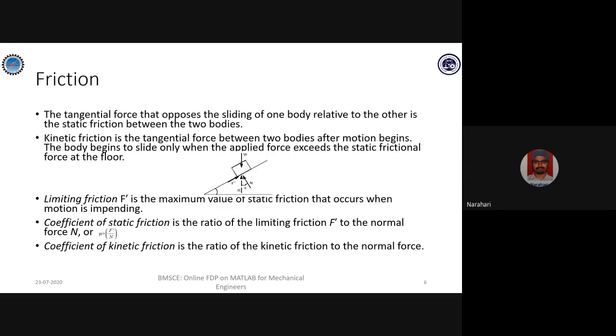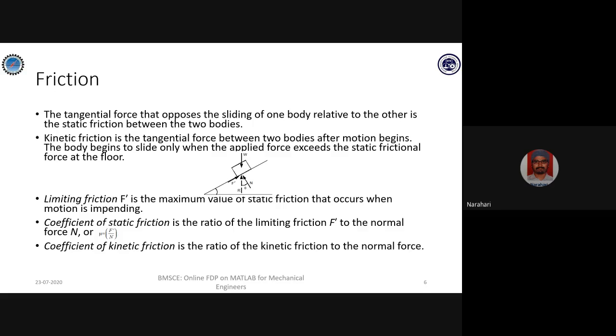Okay, friction. We know that it is nothing but the tangential force between surfaces of two bodies that opposes the sliding of one body relative to the other, and it is known as static friction between the two bodies. Kinetic friction is nothing but the tangential force when one of the bodies is in motion or both bodies are in motion, and the body only begins to slide when the applied force exceeds the static frictional force at the floor. Floor here means the resting ground.